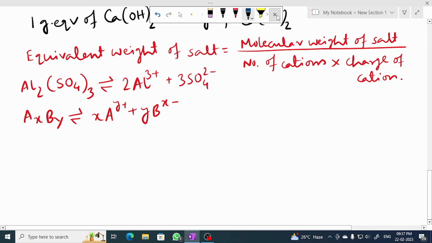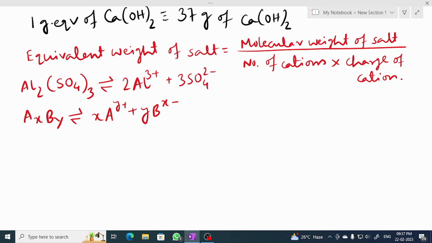So here x is 2 and y is 3. So xA^y+ is 2Al3+, y is 3, and yB^x- is 3 sulfate, where sulfate is B and x is 2, so 2 minus. So this is a very important trick to find out how a salt dissociates.